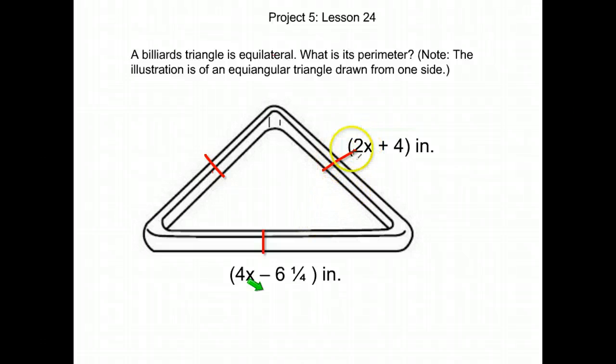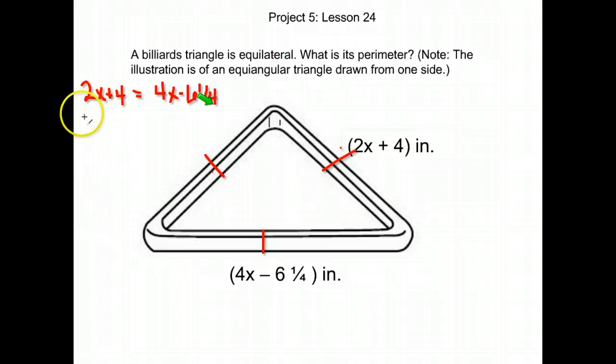So we start by setting up an equation that would allow us to solve for x. Again, what we know, since this is equilateral, is that 2x plus 4 should equal 4x minus 6 1/4. So that's what we're going to start from. 2x plus 4 is equal to 4x minus 6 1/4. We want to solve for x.